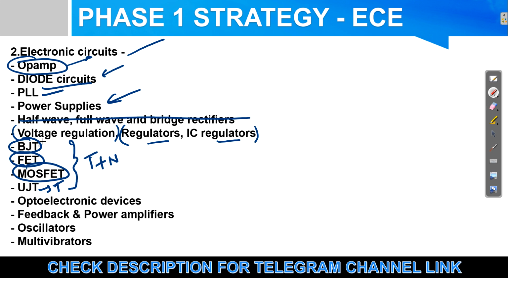Okay, same for MOSFET and FET. Then optoelectronic devices, LED, laser, photodiode, this you will do in much detail. Also your materials, conducting material, semiconductor material. Feedback and power amplifier are both most important topics. Feedback amplifiers are 4 types, and power amplifiers also 4 types. Okay, just do all these things in much detail.